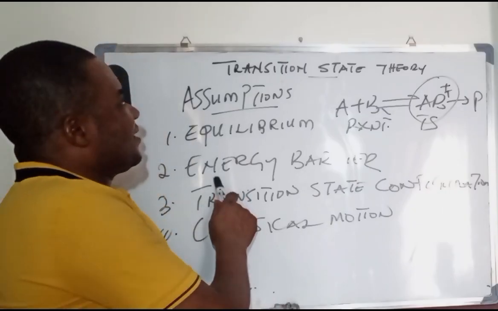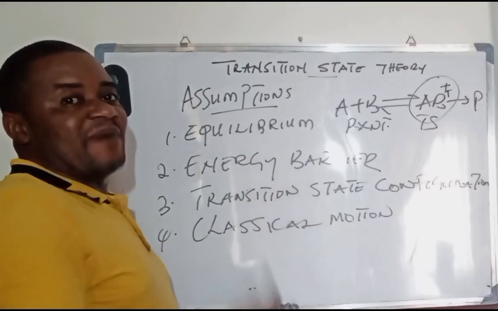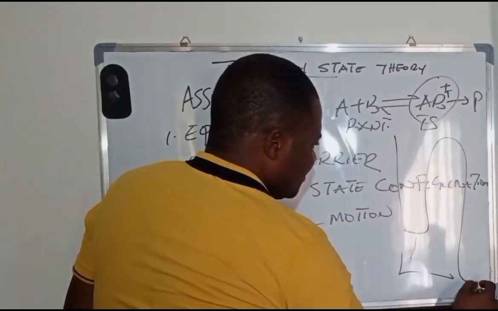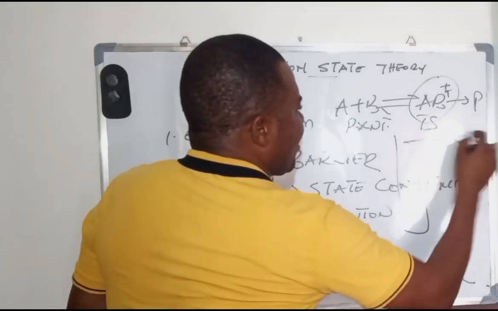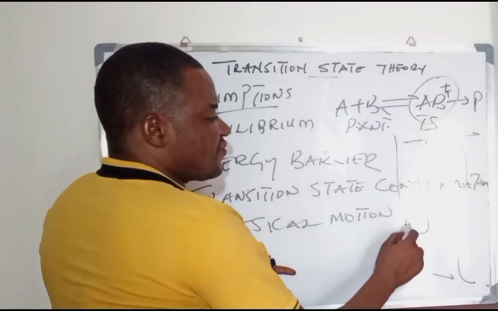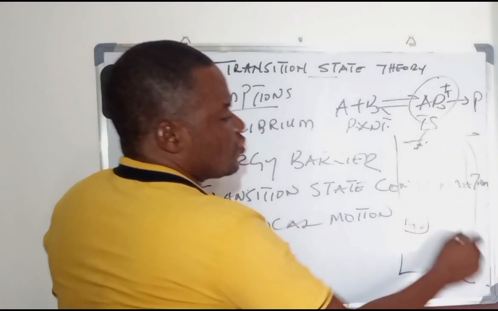So, the transition state theory believes that in its assumption, there is an energy barrier that must be overcome. Look at what we had before, that at this point, there is an energy barrier, the highest energy. So this reactant must do what? Surmount this energy for product to be formed.